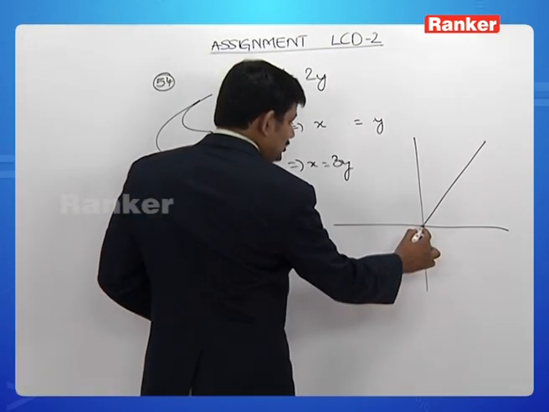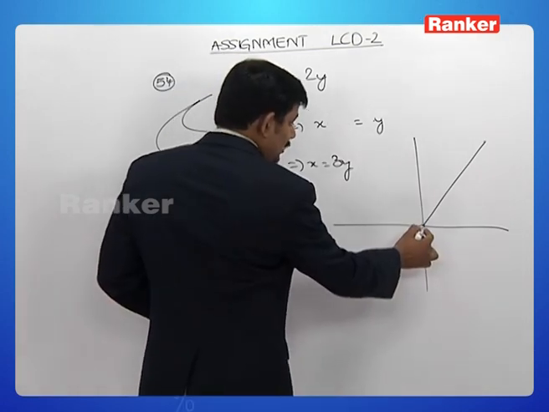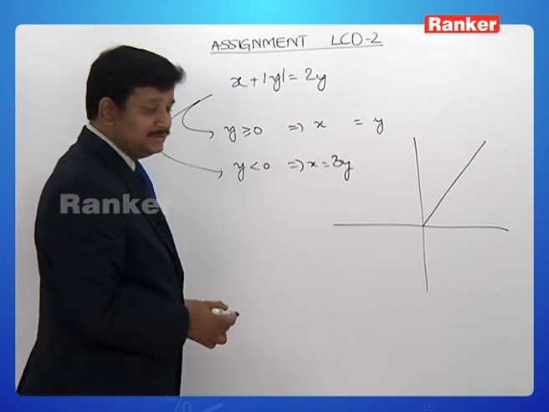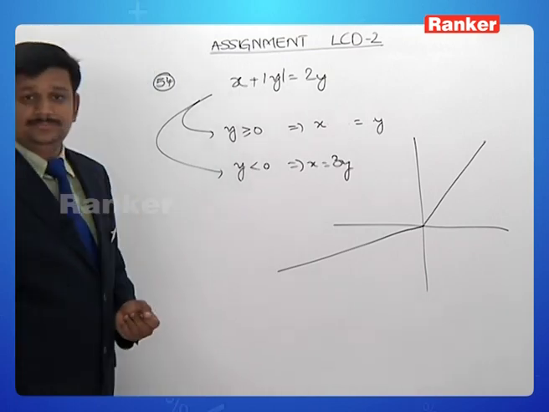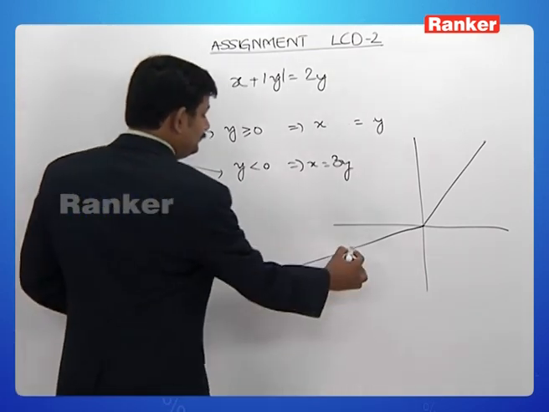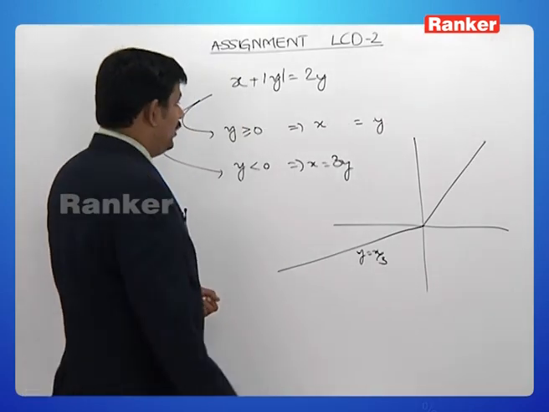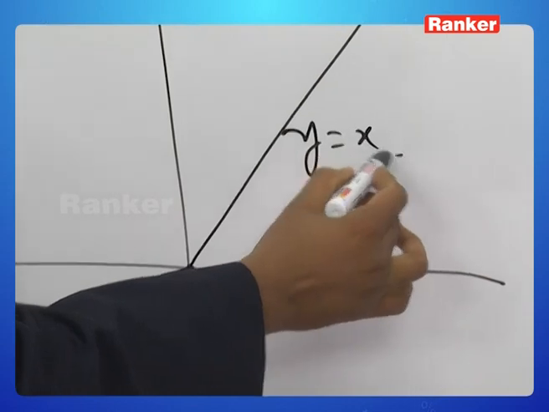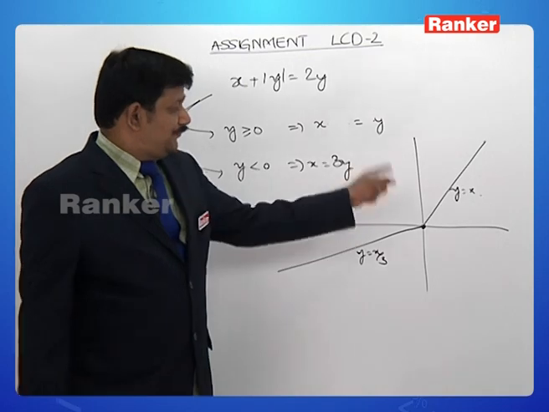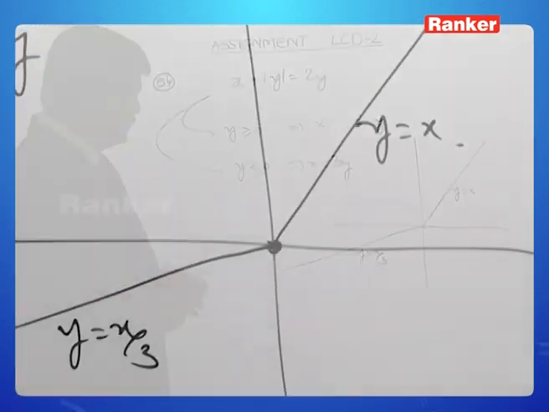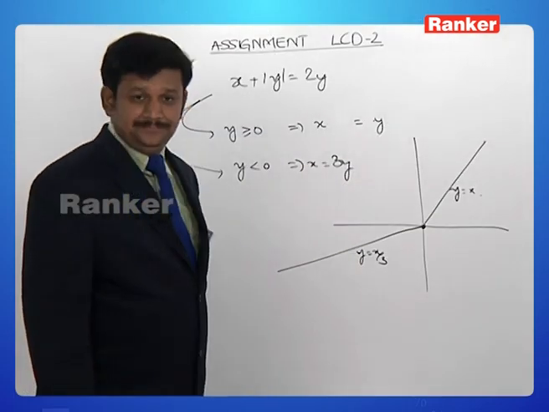X by 3 is a straight line passing through origin and having slope 1 by 3. So the line will be less steeper than the previous line. So this is how the graph would be. Y equal to x by 3 whenever x is less than 0. Y is equal to x whenever x is greater than or equal to 0. So this is a function which is defined for all x. We can see this function stretches from minus infinity to plus infinity. It is defined for all x.